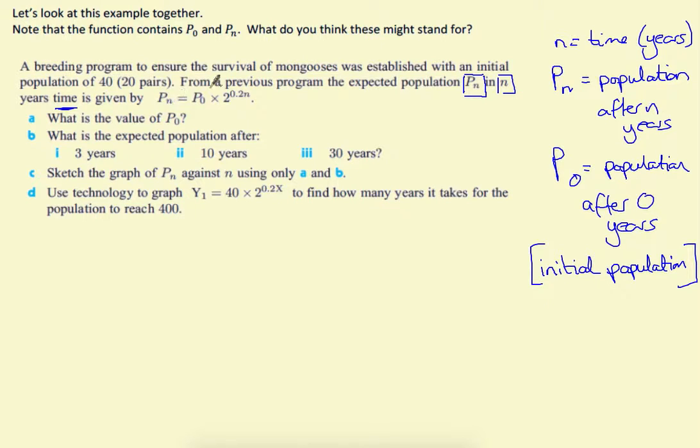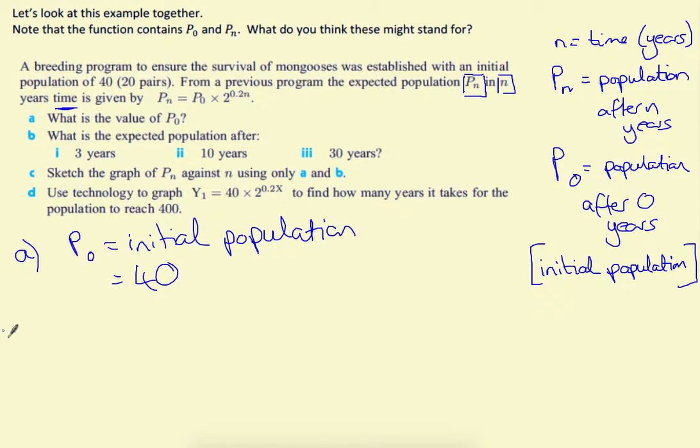So this is our function then. To find the population after however many years we want, we take the initial population, which we were told, and times it by 2 to the power of 0.2 times the number of years. So let's take a look at these questions. Part A, what is the value of P_0? Well, we said that that's the initial population, and we're told that the initial population is 40. What's the expected population after 3 years? All I'm going to do is substitute in 3 for n.